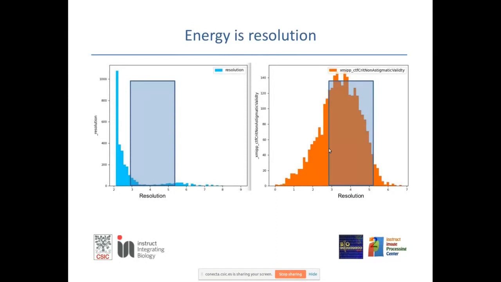And actually, this was the case. This reconstruction, that we will not go today to the 3D reconstruction because we are just going to the particles, but this reconstruction is limited. The resolution is limited to about 3-4 angstroms. And I have already observed this in some other data sets, that the non-astigmatic validity is a very good predictor of what will be your maximum resolution.